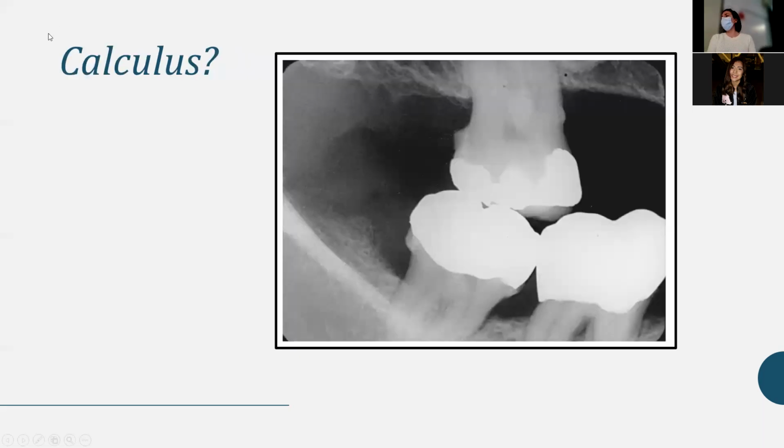So here's some more calculus here. We can see it on the distal underneath the restoration here. People get nervous about scaling around crowns because they're like, oh, I'm going to pop off the crown. But the calculus is usually hanging on to that margin. So that's when you do some nice horizontal strokes to come around the side, but you have to get the calculus that's embedded there in the margin of the crown.